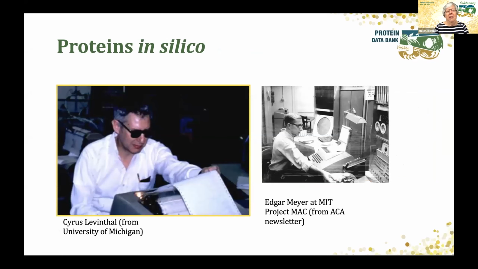There was also significant effort in silico. Another pioneer, Cyrus Levinthal, studied the folding of proteins computationally. He was originally on faculty at Michigan, but moved to MIT, where he was heavily involved in Project MAC, which was an attempt to visualize and understand proteins. And I show on the right a picture of a postdoc of his at the time, Edgar Meyer, in front of the very first computer graphics for protein structures.